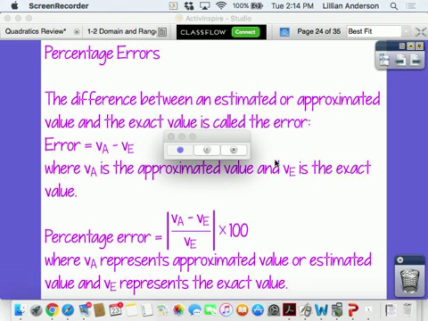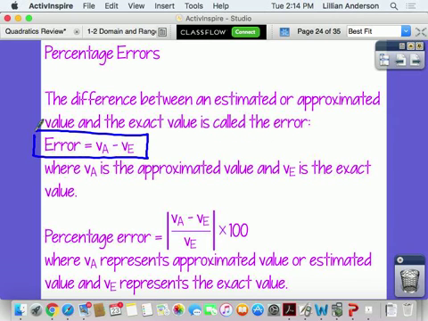So we're talking about percentage error in standard form. And one thing you need to understand is what exactly is error. Okay, error is the difference between an estimated or approximated value and the exact value. Okay, and that's what this formula is here. Error is equal to A minus E, where A represents the approximated value and E represents the exact value.